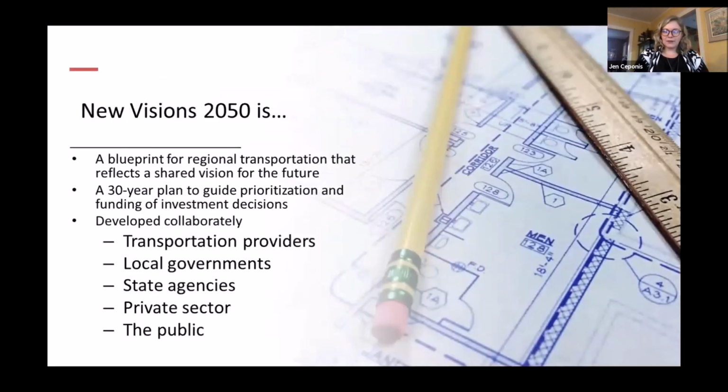So just to briefly review what New Visions is, this is the Capital Region's long-range transportation plan, and it's basically a blueprint for a regional network that will guide regional priorities and funding over the next 30 years.